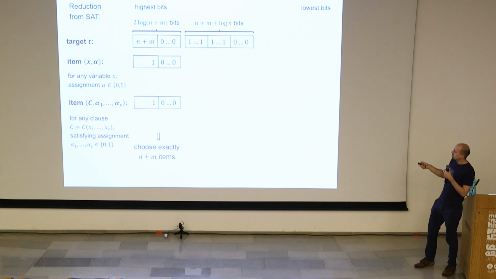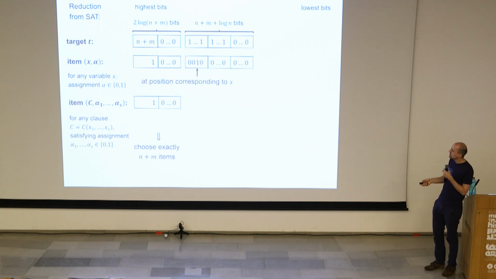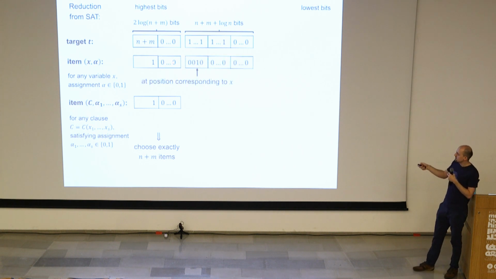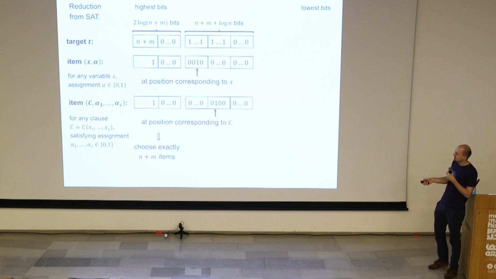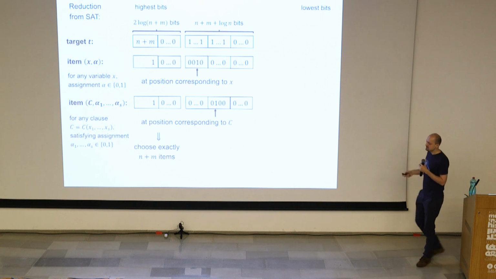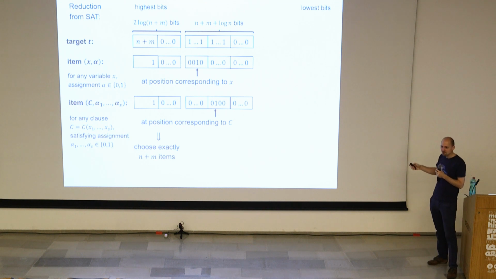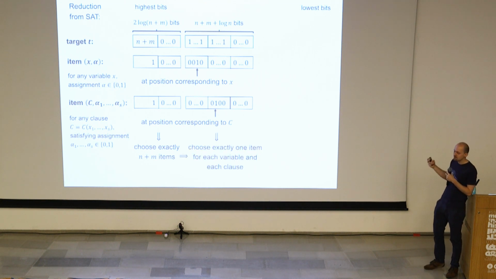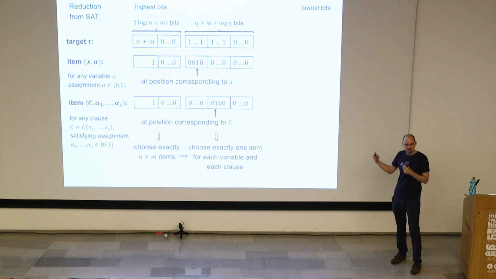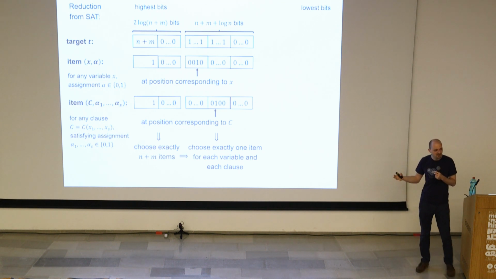Then I have a couple more helper bits, where there is 1 bit for every variable and 1 bit for every clause. Naturally, an item corresponding to variable x will just have a 1 at the position corresponding to variable x, and an item corresponding to clause C will just have a 1 at the bit corresponding to clause C. Those are just some bookkeeping bits. If you think about it, all they do is make sure that you have to pick exactly one variable item for each variable and exactly one clause item for each clause.